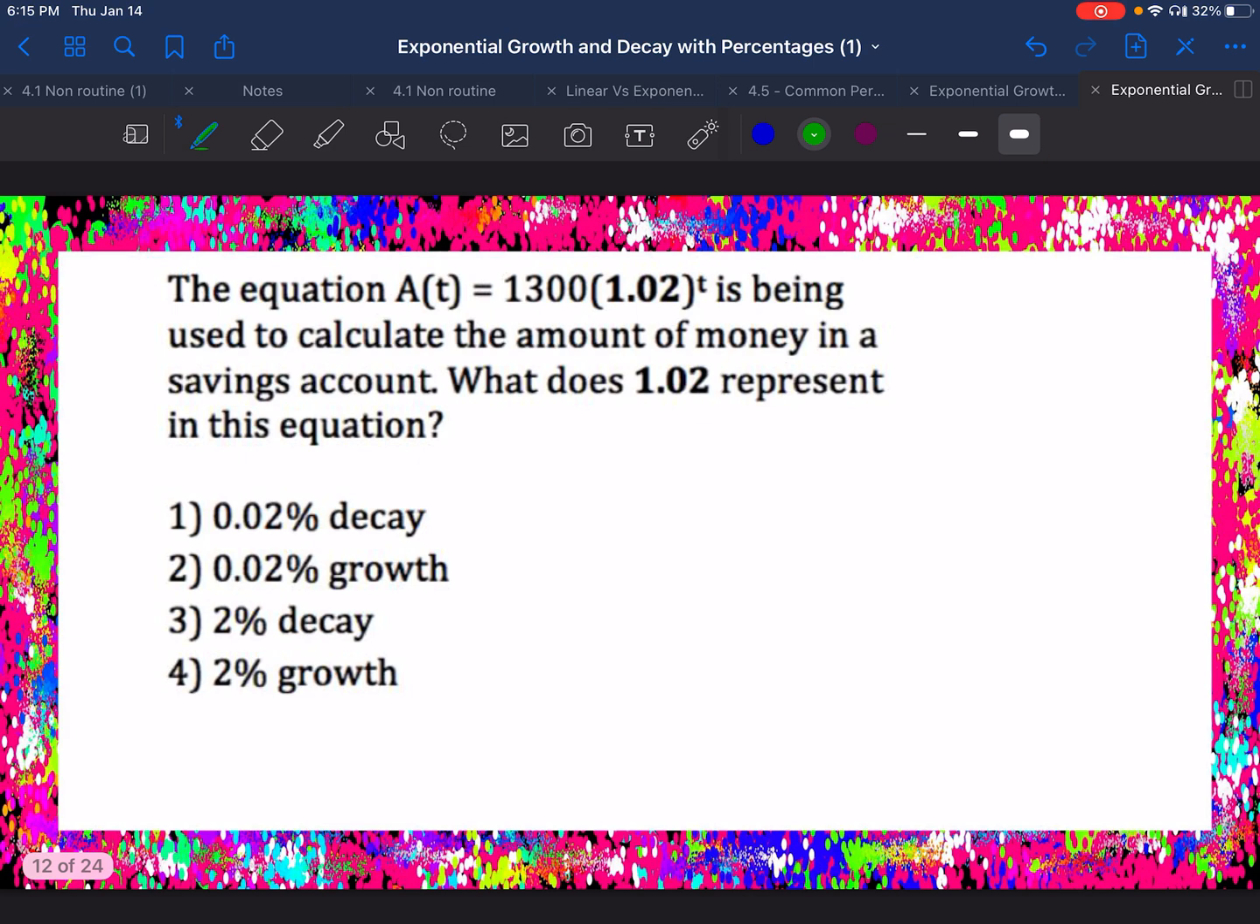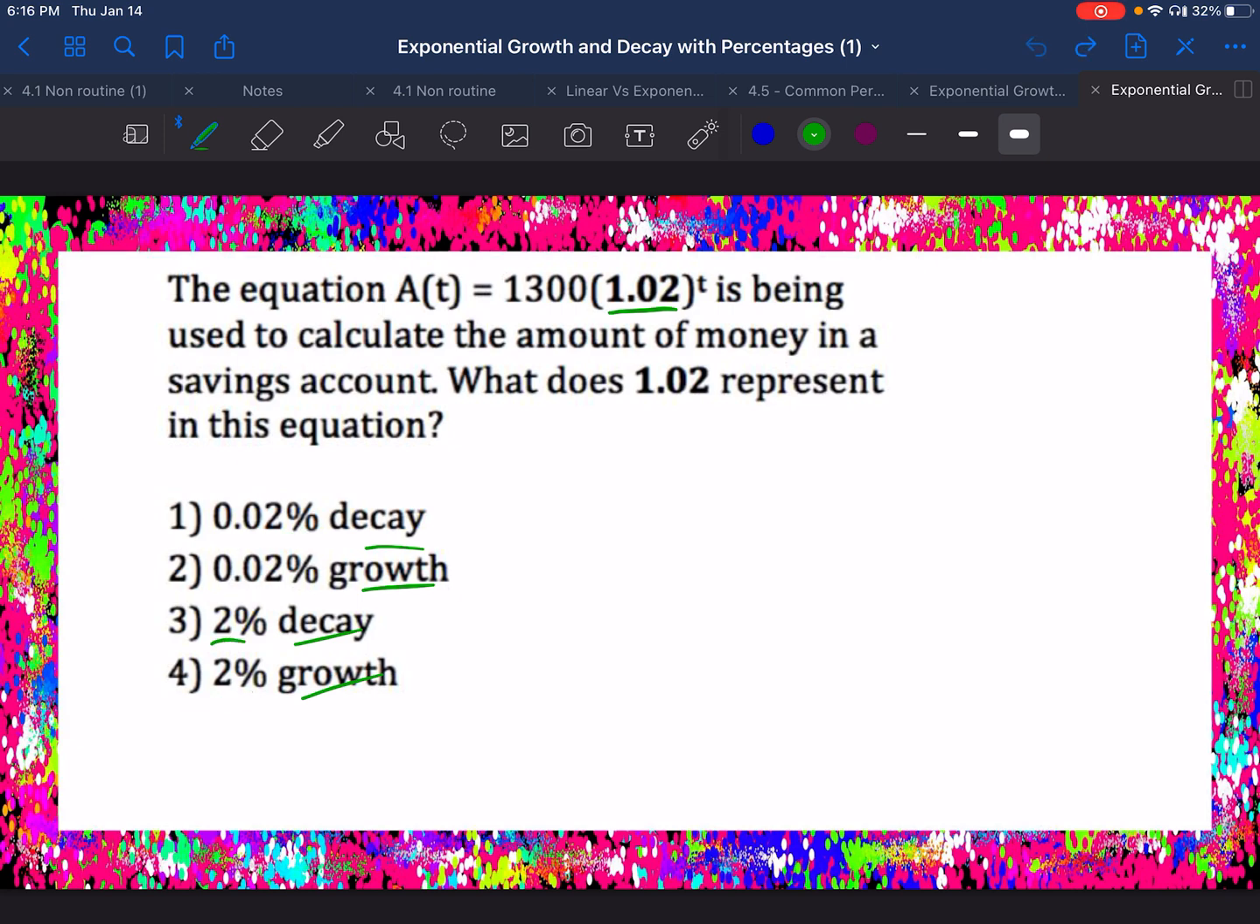Okay, another type of question you would see on the Regents is asking about what happened. What does this number really mean? So we already know that that has to do with a percent increase, percent decrease, something with a percent of change. So if I look at my choices, I have to decide, is it going up? Is it going down? And by what percent?